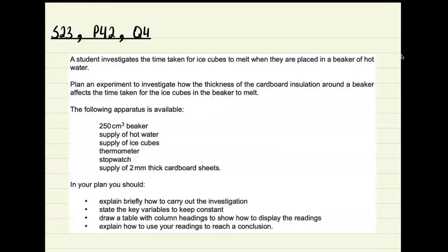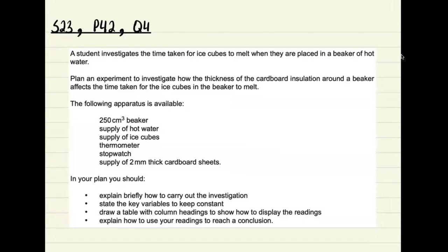Now let's get started with a couple of questions. Let's look at this one. So summer 23 paper 42 question 4, a student investigates the time taken for ice cubes to melt when they are placed in a beaker of hot water. Plan an experiment to investigate how the thickness of the cardboard insulation around a beaker affects the time taken for the cubes in the beaker to melt.